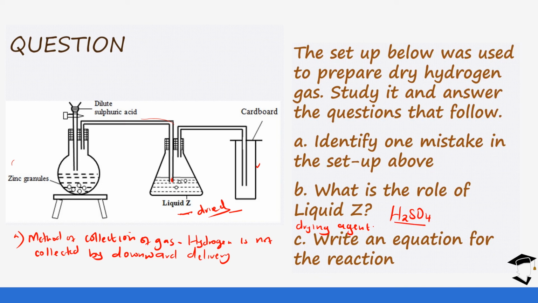And finally, the last question is, write an equation for the reaction. So we have been told to write the equation for the reaction between dilute sulfuric acid and zinc. So this is zinc reacts with hydrochloric acid, and it forms a salt which we will call zinc chloride and hydrogen gas. So you can go ahead and convert this word equation into a chemical equation, especially if you have been able to do that topic in Form 2.